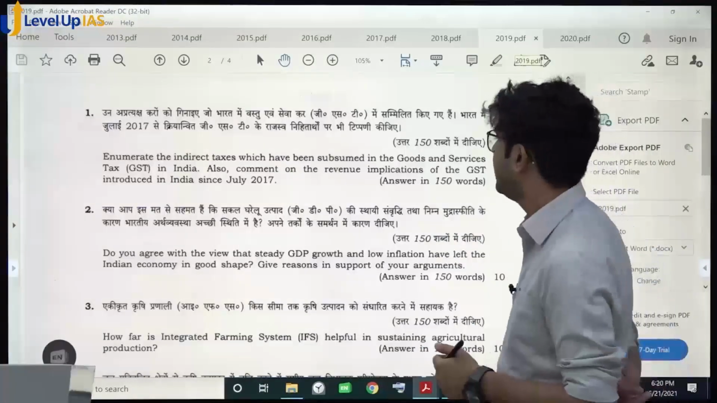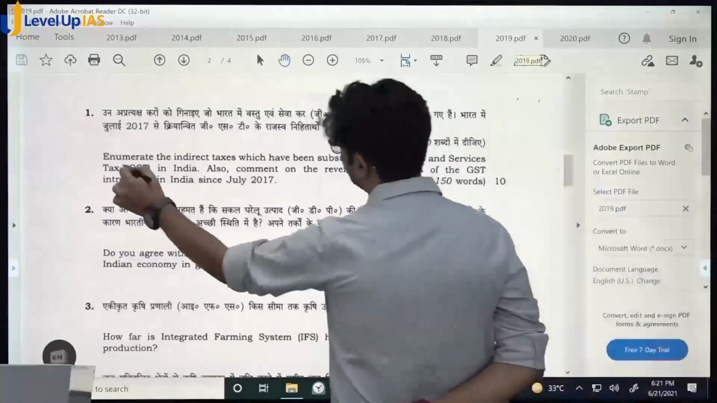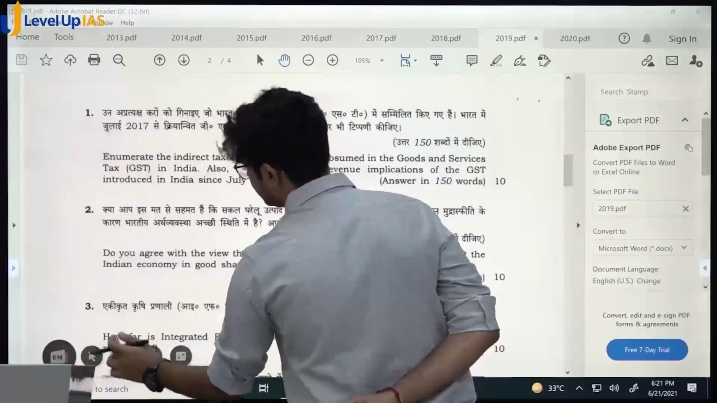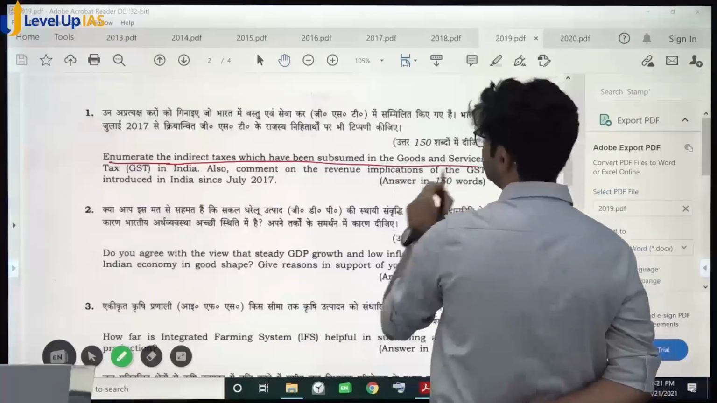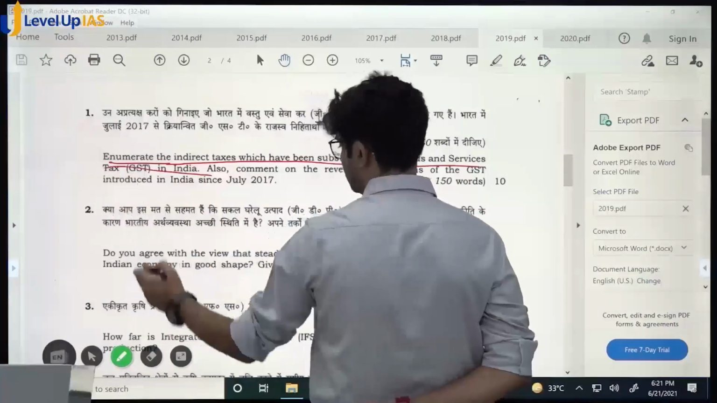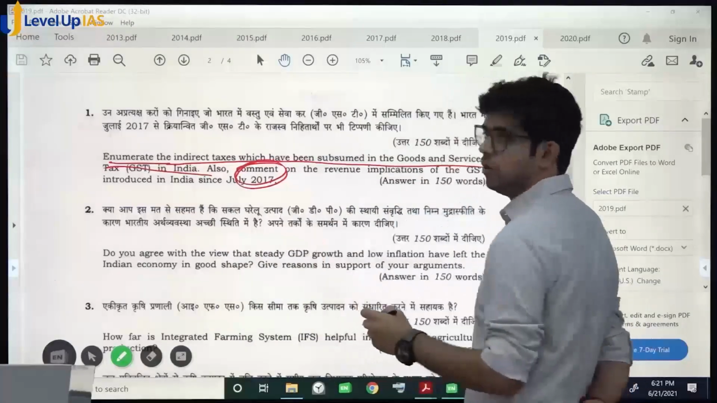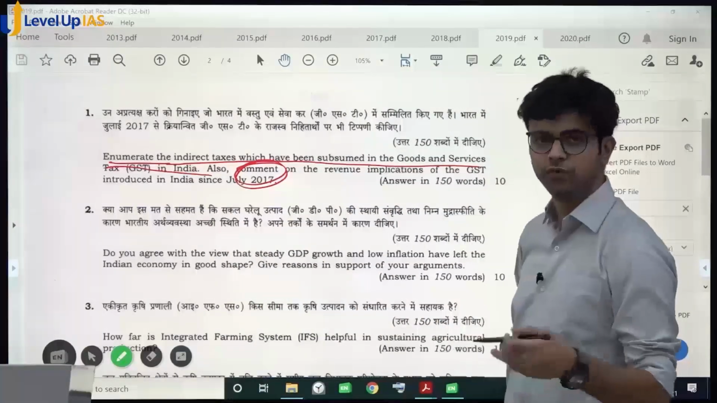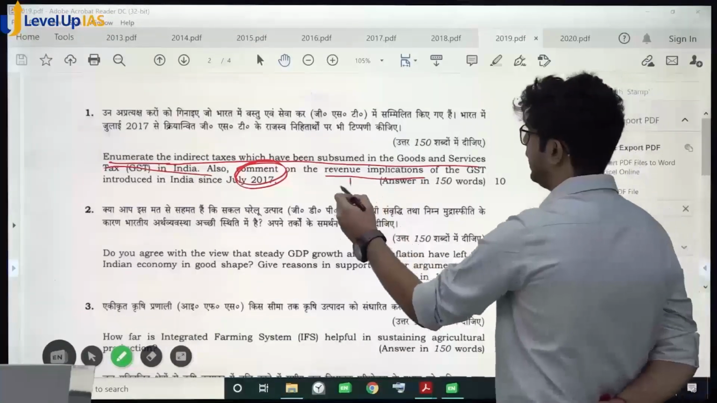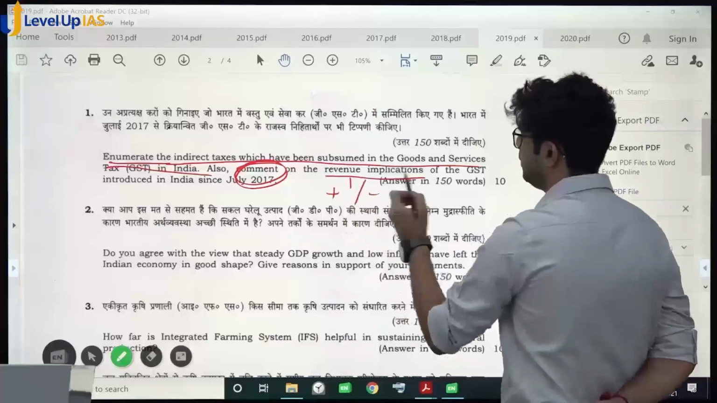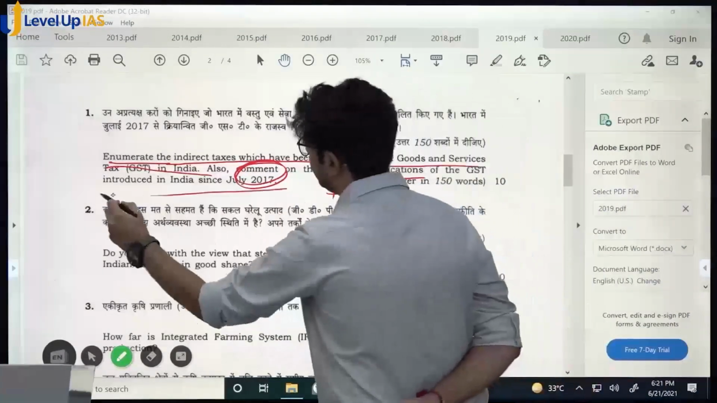Enumerate the indirect taxes which have been subsumed under GST in India. So this is the school question. Enumerate means list the indirect taxes that have been subsumed in GST in India. Also comment on the revenue implications, the positive or the negative implications of GST since 2017.